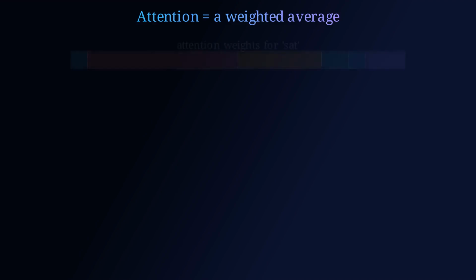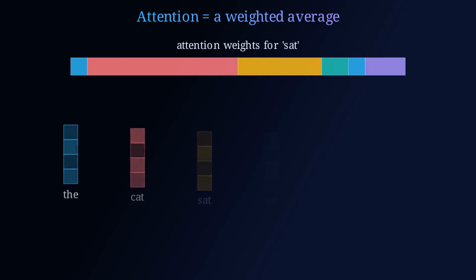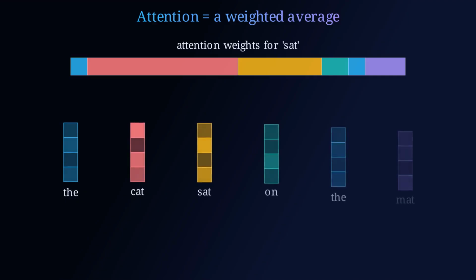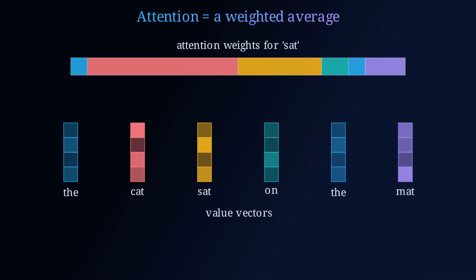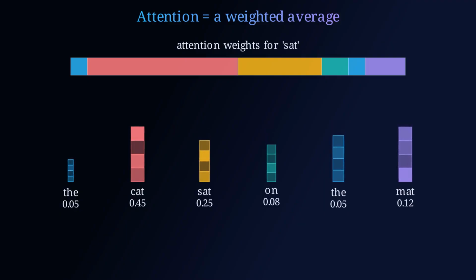Now comes the payoff. These weights tell "sat" how much of each word to absorb. But absorb what exactly? Not the keys and not the queries. The words hand over their value vectors. Remember, the value is the actual information a word carries. So we compute a weighted average of the value vectors, using the attention weights as the weights. Each value column gets scaled by its slice of the pie. "Cat"'s value is scaled a lot. "The"'s value barely at all. Then we add all the scaled values together.